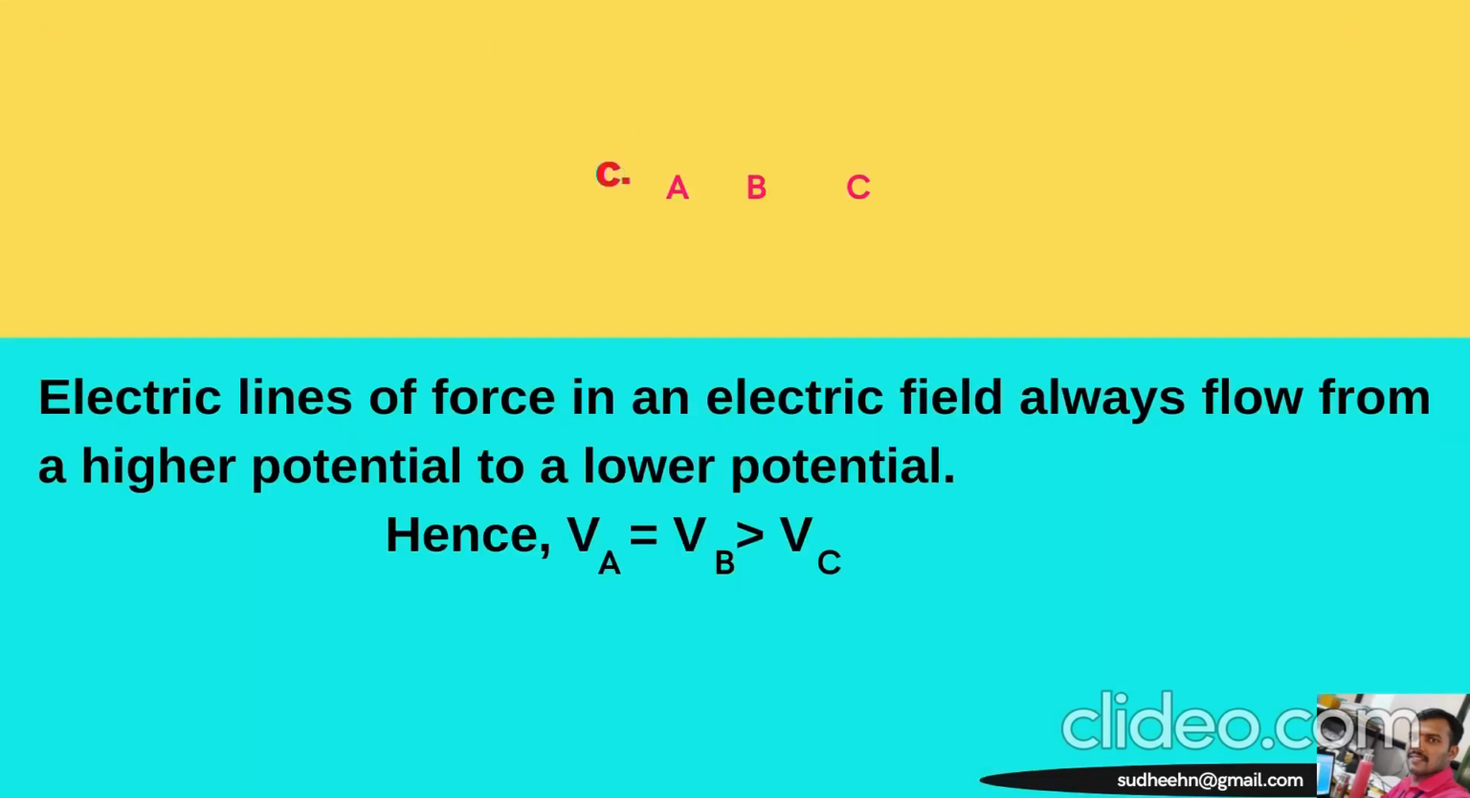Out of these four options, the right answer is VA is equal to VB, which is greater than VC, because electric lines of force in an electric field always flow from a higher potential to a lower potential. Hence, option C is correct.